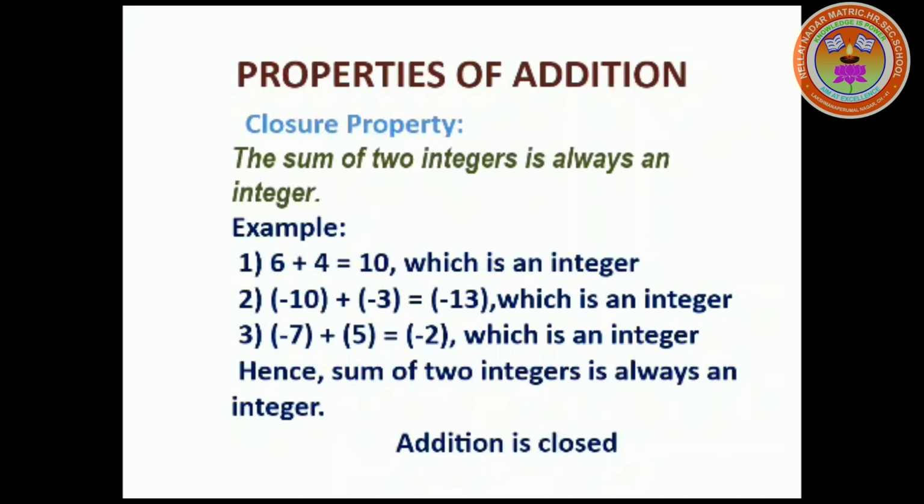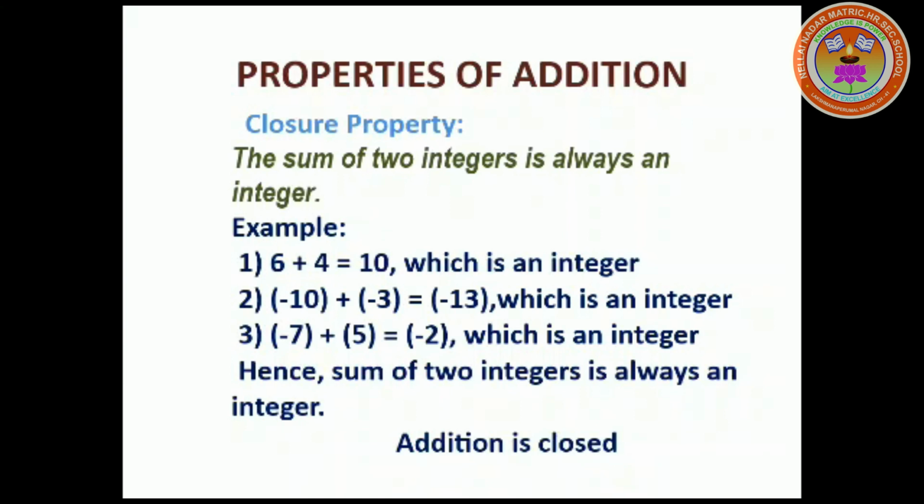Next, -10 plus -3. Here 10 and 3 are negatives. So I have to add the numbers and put the negative symbol. So 10 and 3, when I add it, it becomes 13. And since both the numbers are negative, the answer will also be negative. So it is -13. -13 is also an integer.